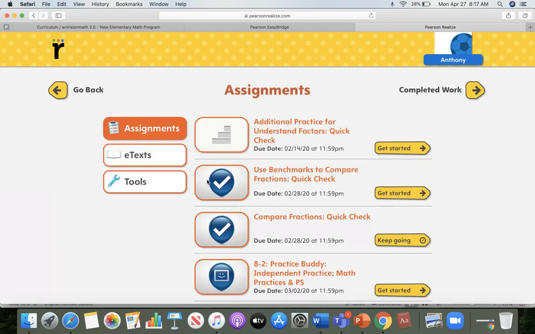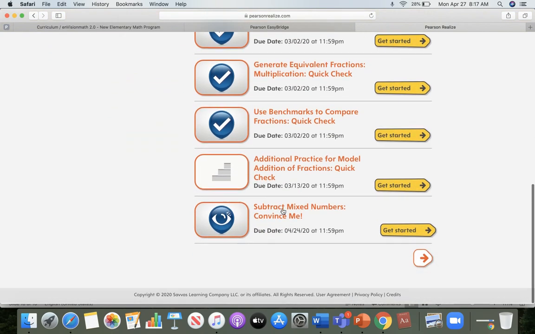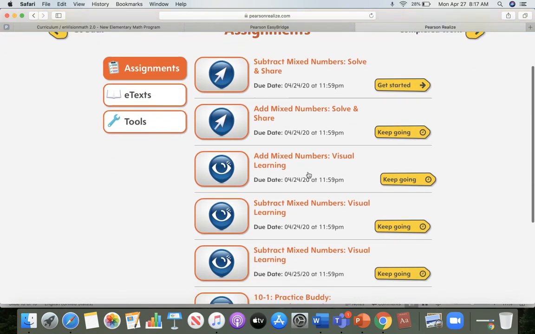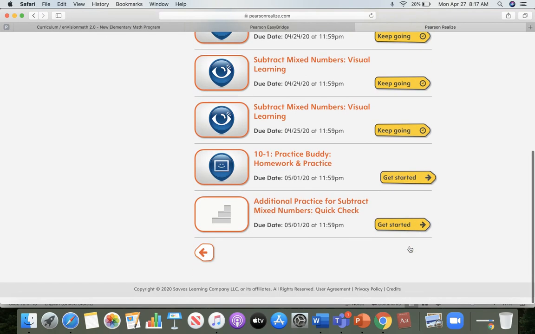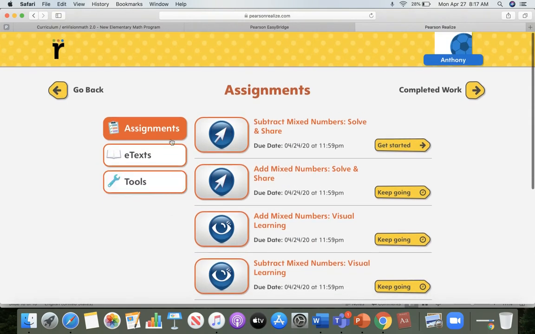Click my work, and you guys are going to scroll down until you see 10-1 Practice Buddy Homework and Practice. Click the Get Started, and it will take you to what you need. Now, I went to the second page. I clicked that arrow over, so please make sure you do that.